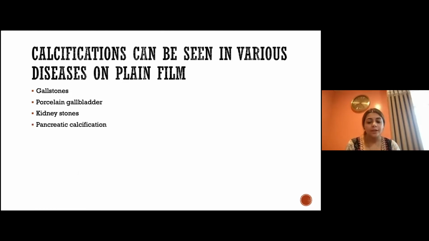Another thing that we use all these images to pick up is calcifications, and they are seen in many different diseases. As I mentioned, one was gallstone. You can also see them in porcelain gallbladder, kidney stones, and pancreatic calcification. I will go through them as we move forward.